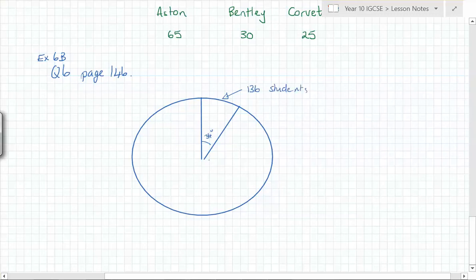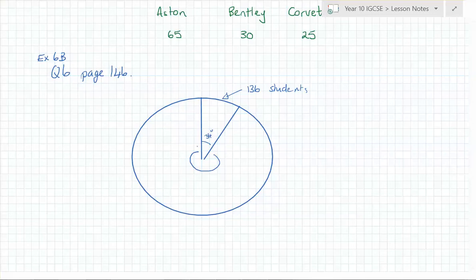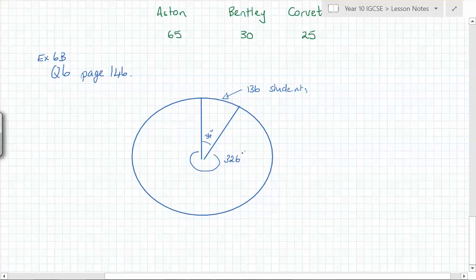So we know that there is a bigger piece left, and that makes up the 360 degrees, and it will also make up a certain number of students. So you've got to try and figure out, well, first, how many degrees is left. Do you know how many degrees is left? 326 degrees. All right.